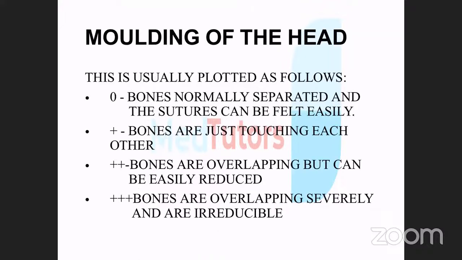Molding of the head is usually plotted as follows. 0 is when the skull bones are normally separated and you can feel the sutures easily. +1 is when the sutures are just touching each other. +2 is when the bones are overlapping, but you can easily reduce them, you can easily separate them. +3 is when the bones are overlapping and you cannot reduce them, you cannot separate the bones. They have overlapped and are irreducible.